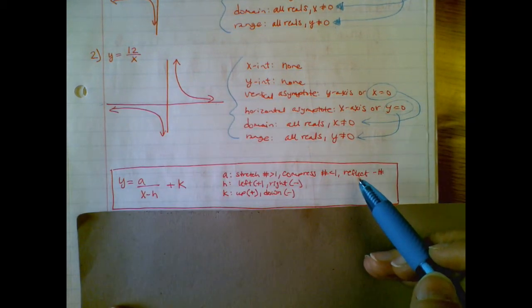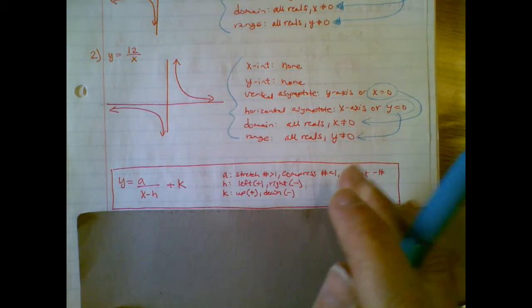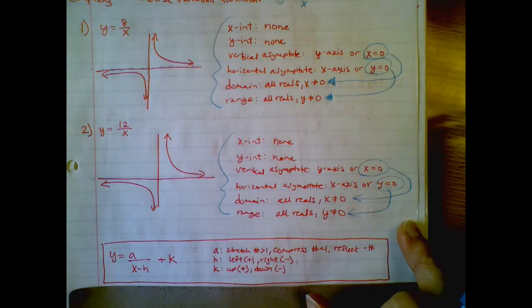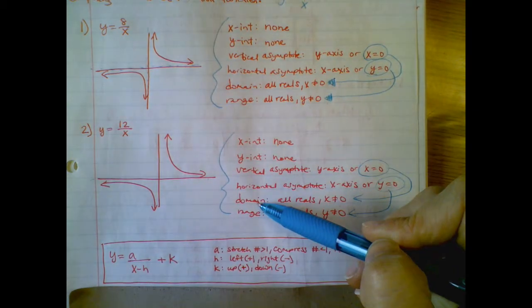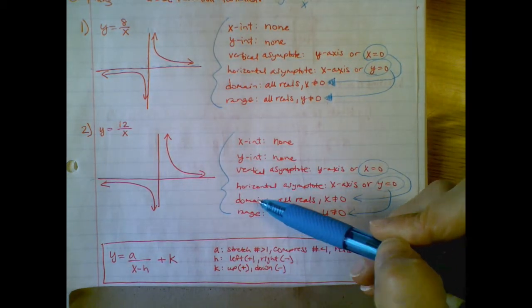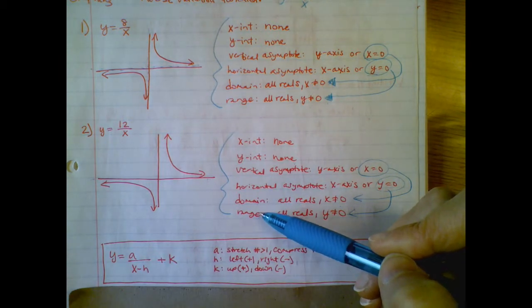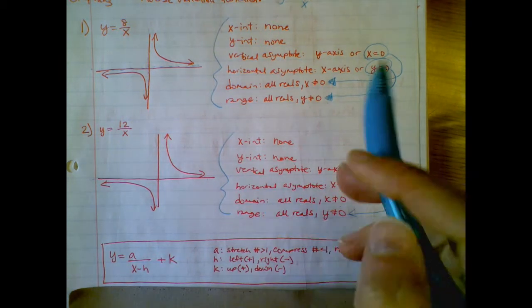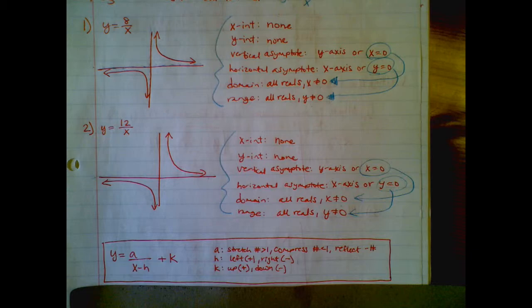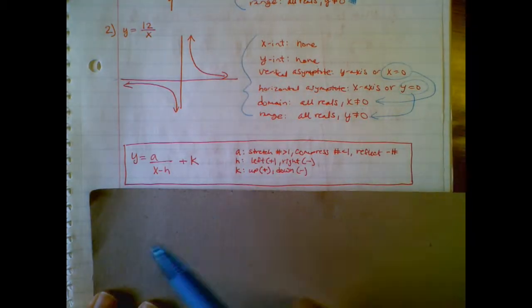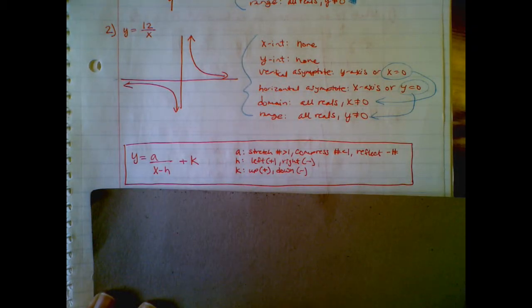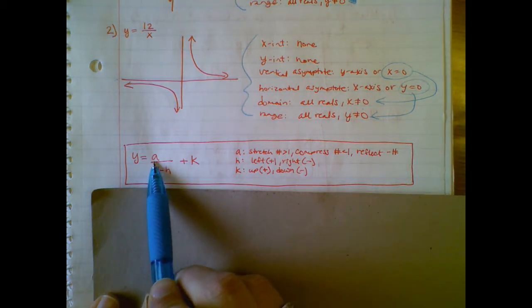Now we're going to start moving it left and right. Notice when it was centered around 0, 0, our answers were exactly the same. But once we start moving it left and right, up and down, then our answers are going to start to change. So please write down these transformations. We have y equals a divided by x minus h, plus k. This a is in charge of stretching, compressing, and reflecting.